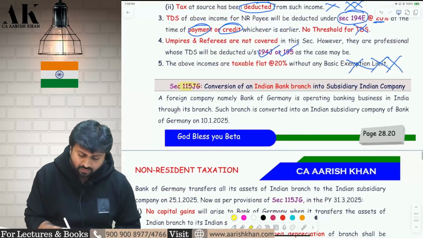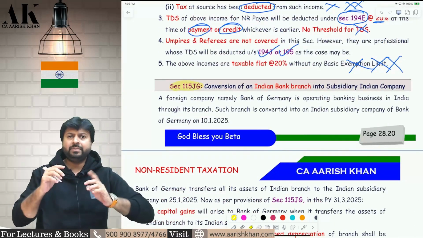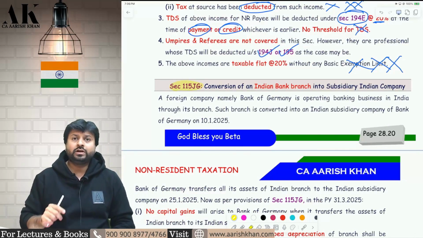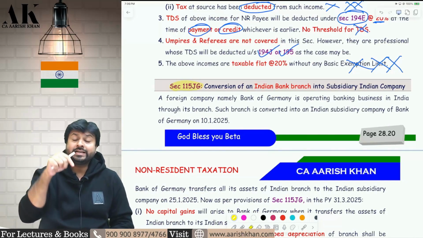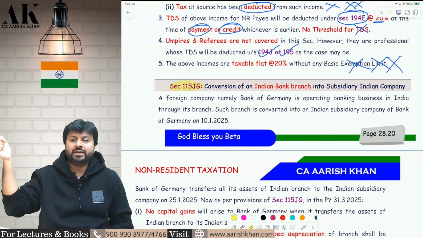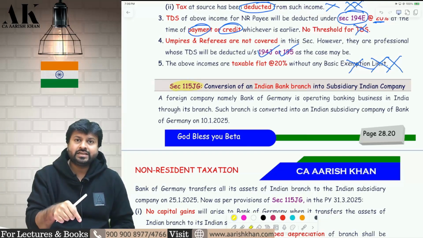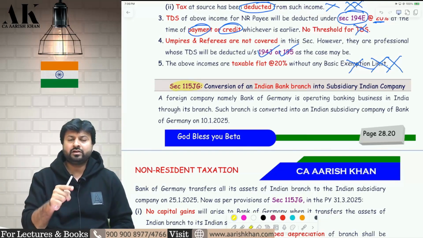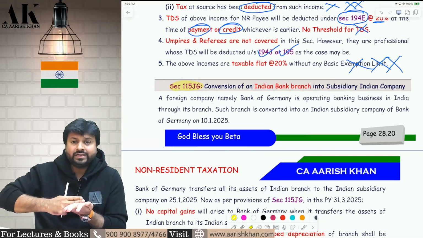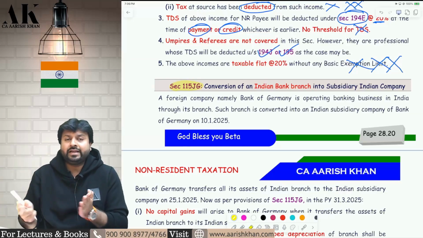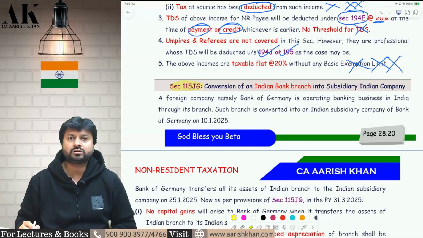Now, the next section, 115JG. Let me explain the background of this. This is only for a foreign bank that has an Indian branch. Suppose there is a Bank of Germany that has an Indian branch, in Delhi or Mumbai or Chennai. Now, if you convert that branch into an Indian subsidiary, there are a lot of tax benefits that the government is going to give you.